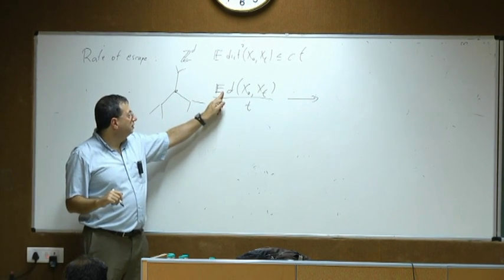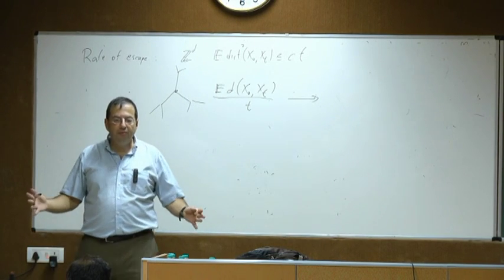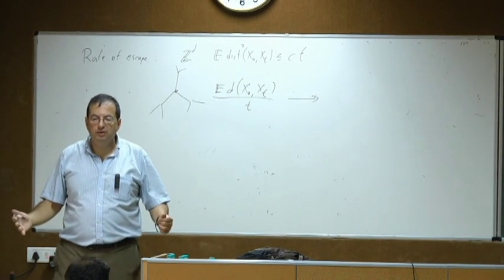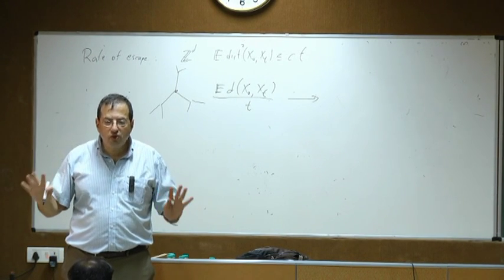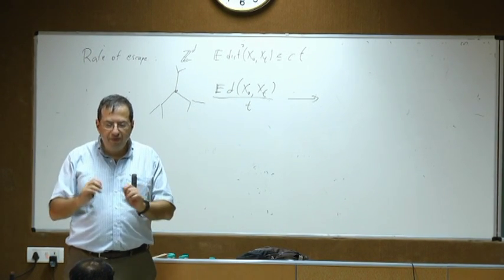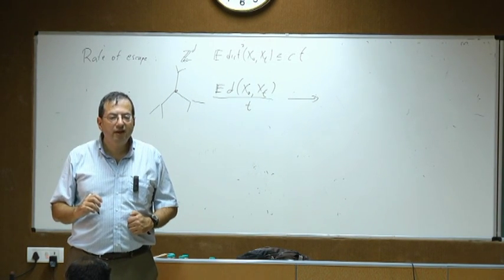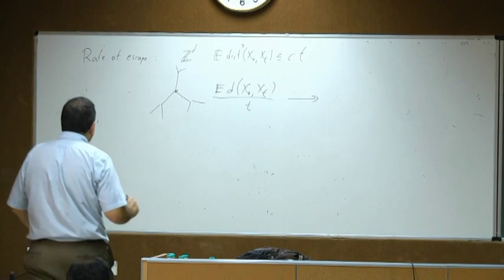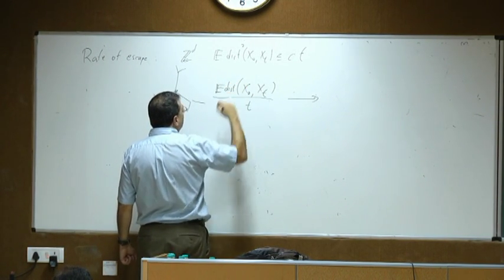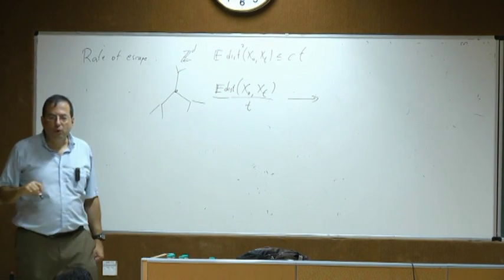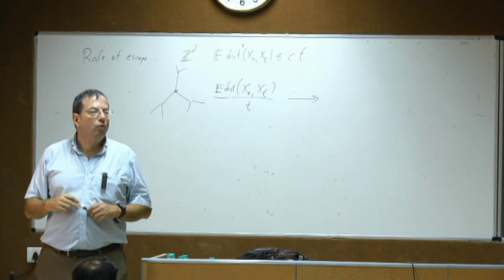The expected distance divided by t. So the expected distance grows linearly in time. Linearly with what constant? This is a 3 regular tree. So this is the graph. Every vertex has degree 3. What is the... So this d, I'm sorry, this d is the distance. So how does the distance grow? 1/3, right.